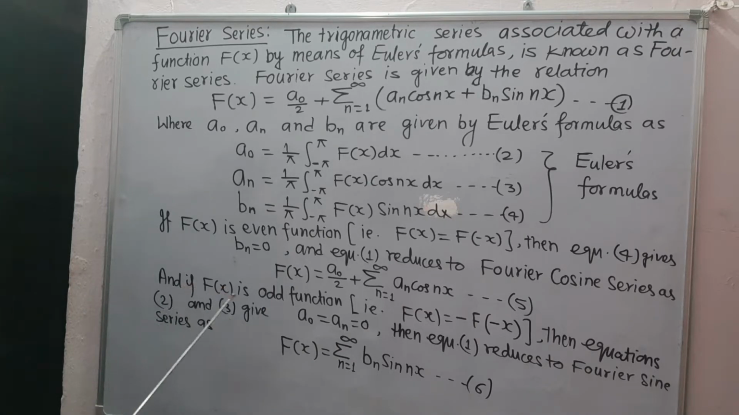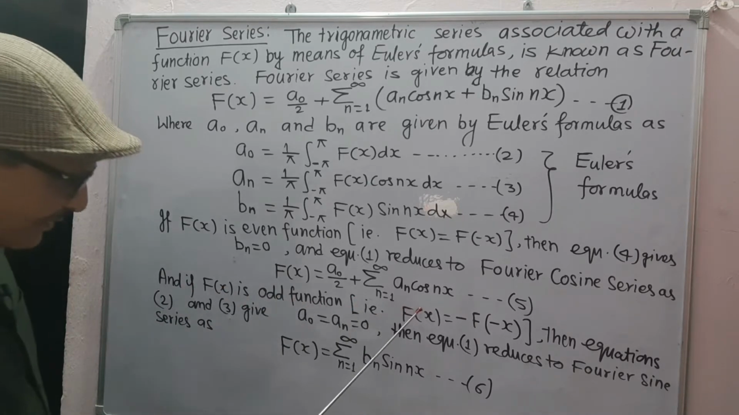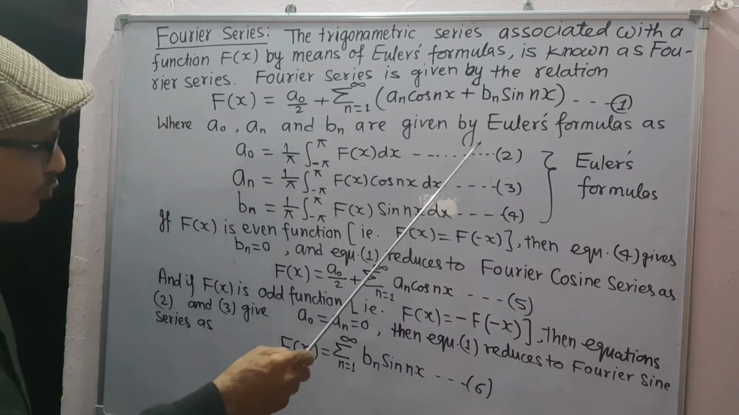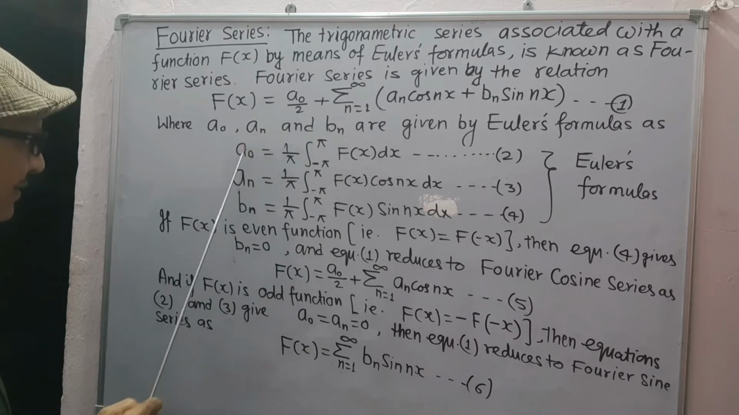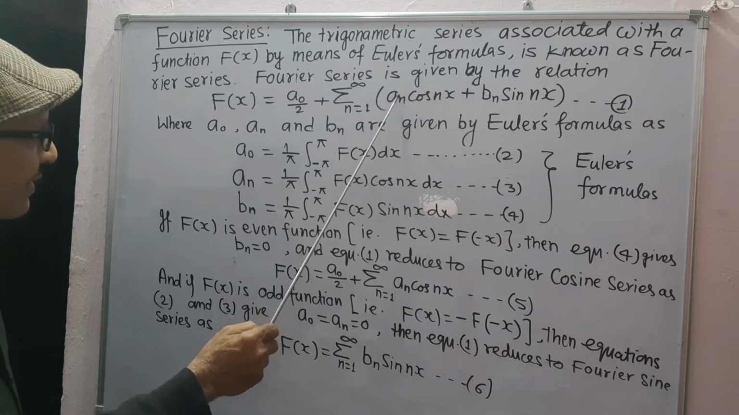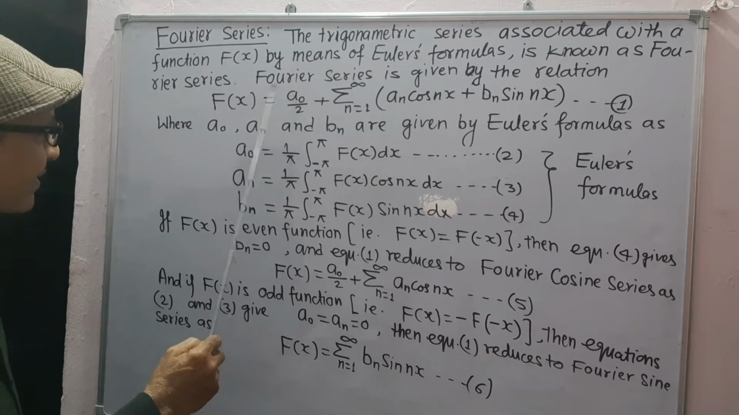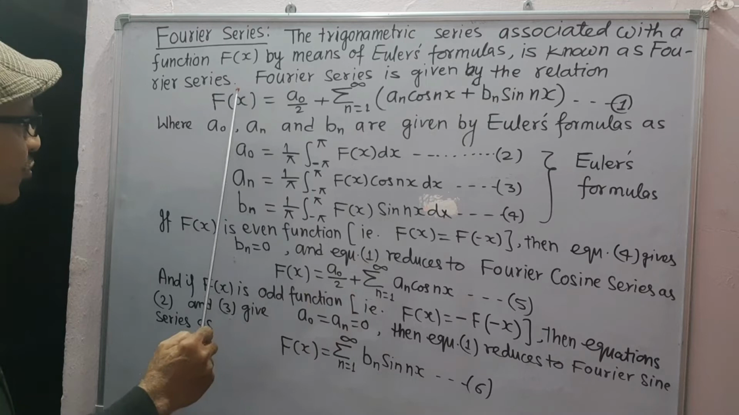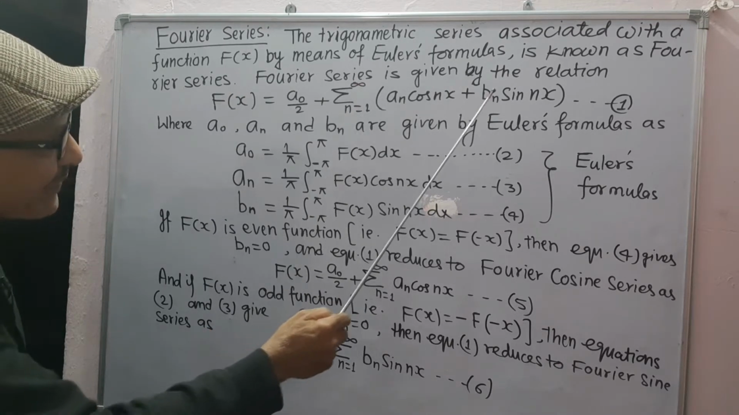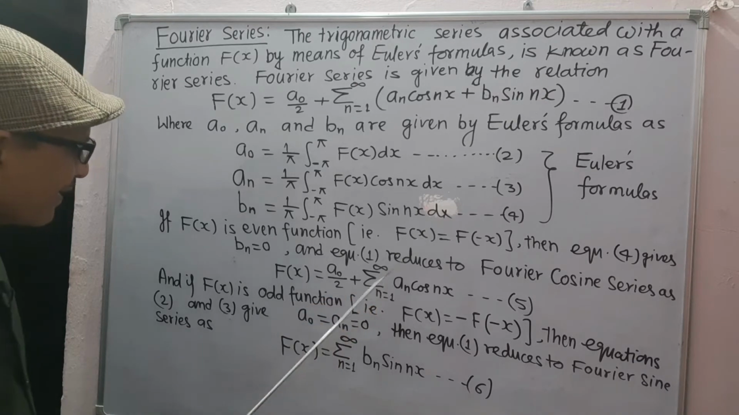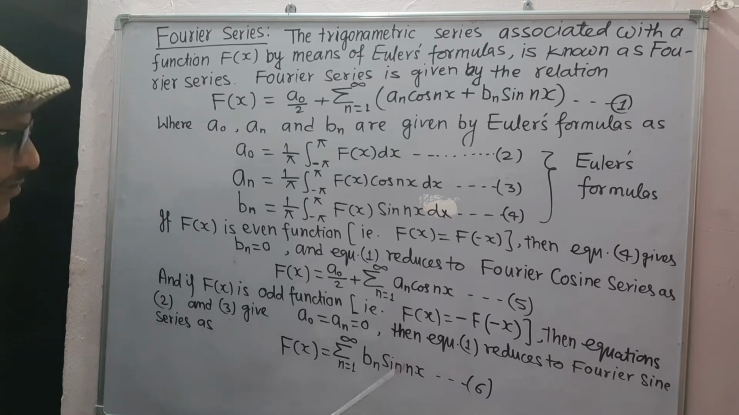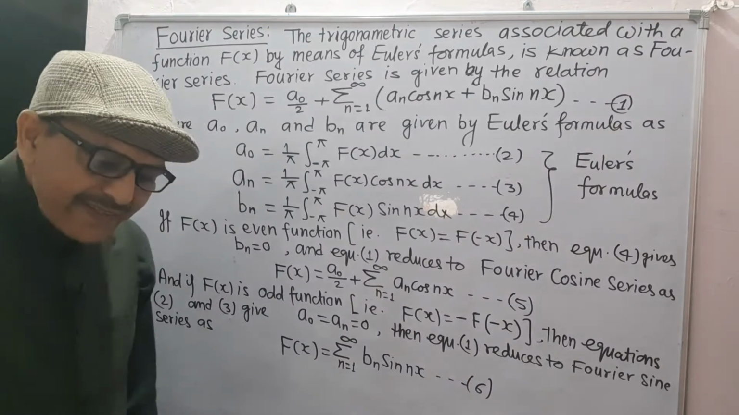Similarly, if f(x) is an odd function of x, that is f(x) is equal to minus f(-x), then equations 2 and 3 give a naught is 0 and a_n is 0, and then this Fourier series reduces to f(x) is equal to summation n is equal to 1 to infinity b_n sin nx, like equation 6, and equation 6 is known as Fourier sine series.